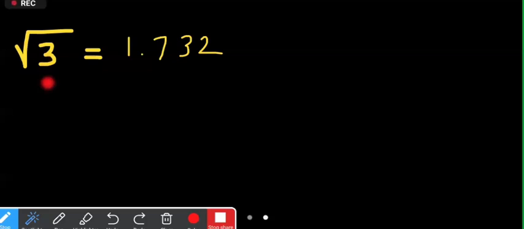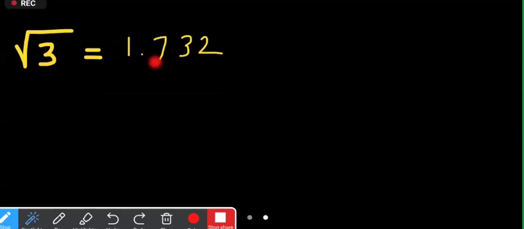Suppose we have root over 3, any irrational number. So root over 3, what is the square root of 3? Square root of 3 is 1.732. We will do this later, like how do we find the square root of any number? We'll do that in our next video. So 1.732, we'll now focus here. How do we plot it on a number line?